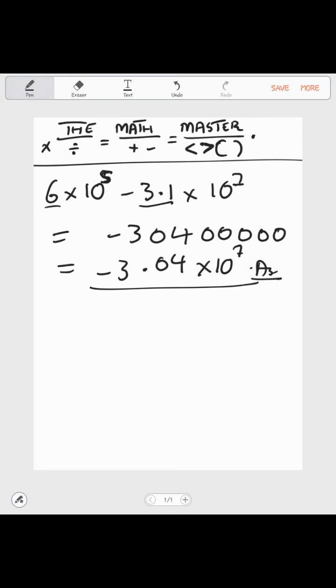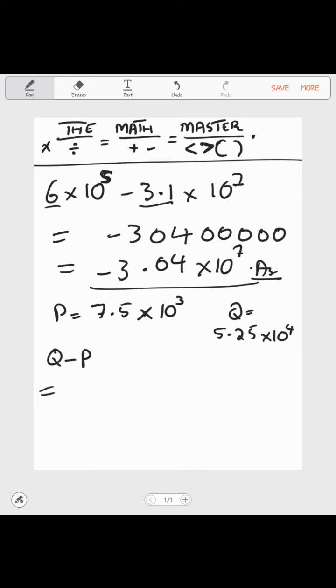Now moving on to the next question, which is a little bit confusing, but you will get it. We have to play with variables. P equals 7.5 into 10 cubed and Q equals 5.25 into 10 to the power of 4. Now we got these two values. Now we have to find out Q minus P. Now how to find out Q minus P?